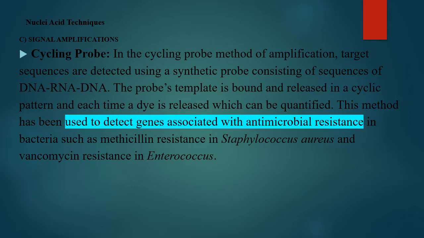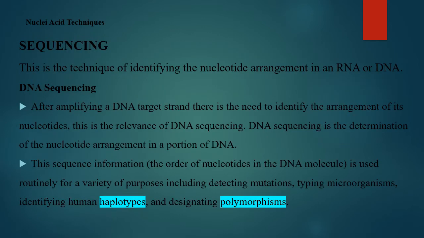So sequencing, this is a technique of identifying the nucleotide arrangement in an RNA or DNA. So you want to see how the various nucleotides, G, T, C, A, and all that, are arranged in the RNA or DNA. So if your name is Adomako, Adomako actually means Adom Ara Enko, only grace. So if Adomako is a gene, then you want to know how the letters have been arranged.